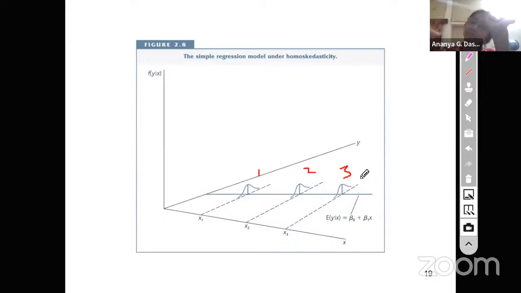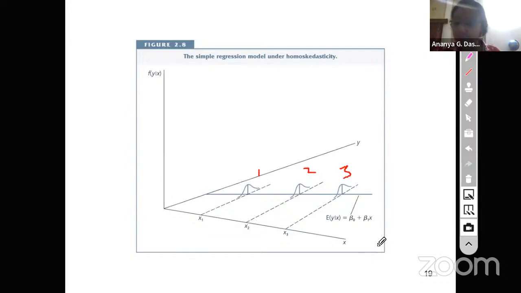Everybody with X1 years of education would only have Y amount of income. That's not the case. You have a distribution because there are these random errors, and these random errors are mean zero. They're symmetric. That's giving the curve its symmetry, and the homoscedasticity is reflected in all of these 3 curves having exactly the same variance.